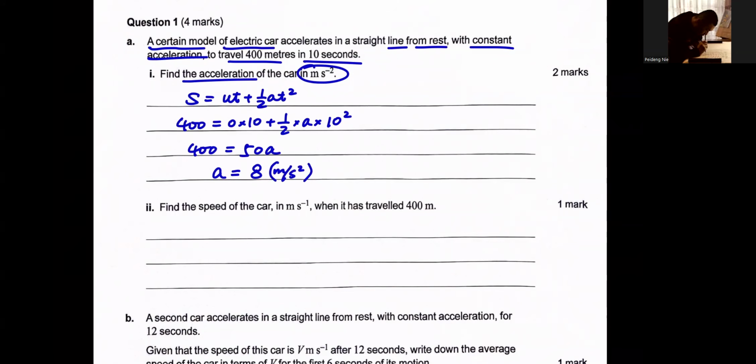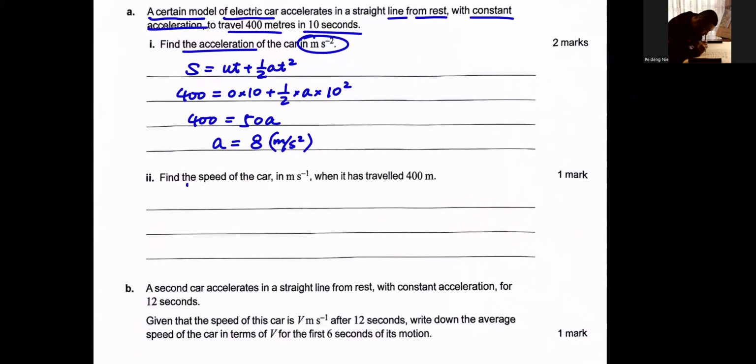Constant acceleration, nothing special. Now find the speed of the car when it has traveled 400 meters. I'm using v equals u plus at, as long as it's a constant acceleration. Initial velocity 0, plus 8 times 10. So it's 80 meters per second.